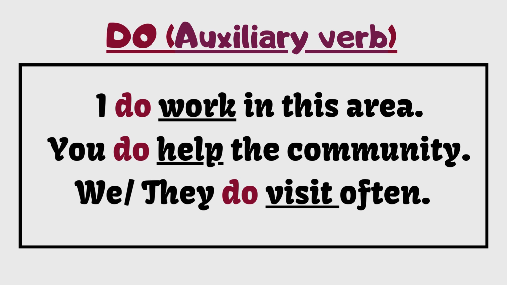Auxiliary verbs are otherwise known as helping verbs. Instead of standing out as the main verb in a sentence, they help the main verb do its job. Let's look at the auxiliary verb do as well as some of the main verbs used in these sentence examples.